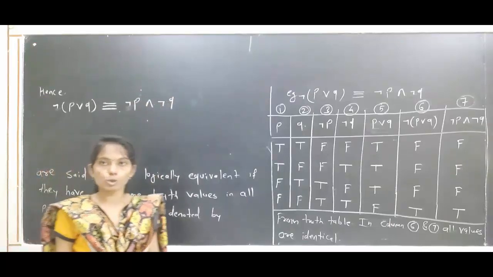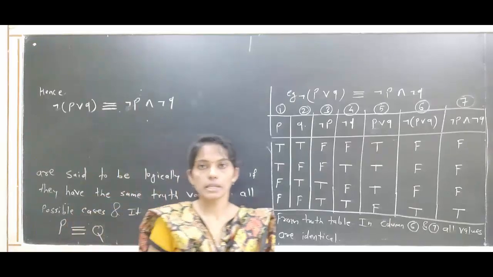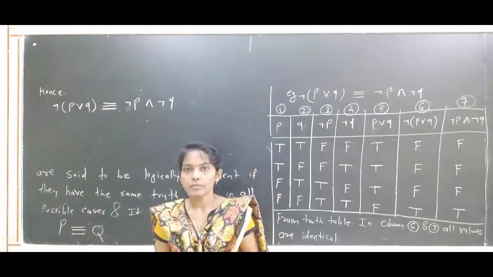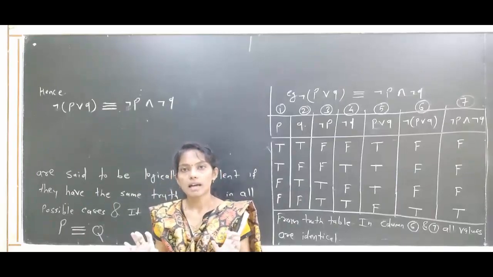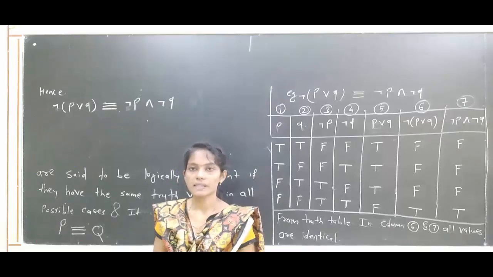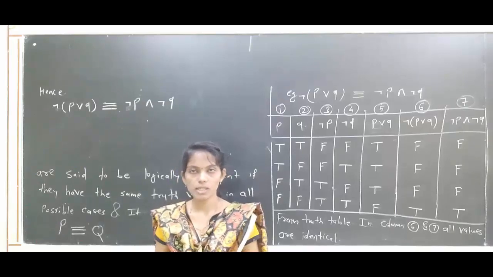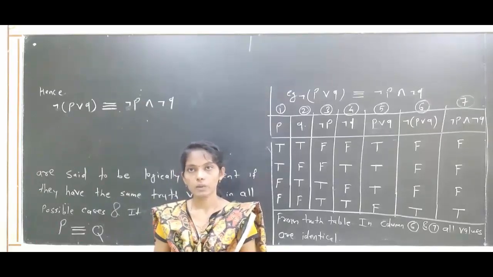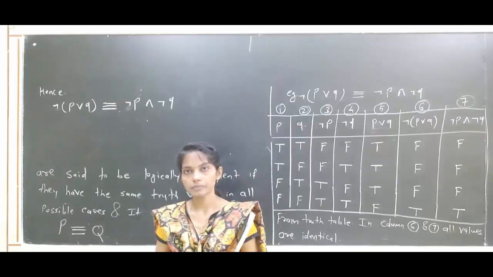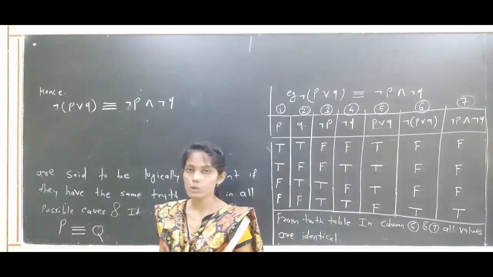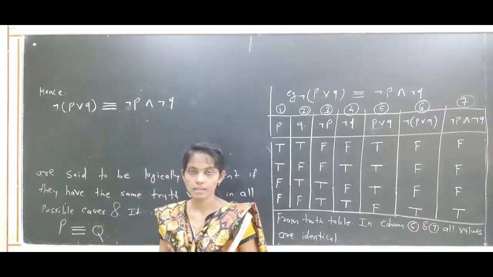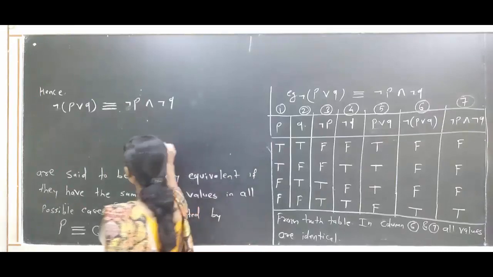Get it? How to show that two compound propositions are logically equivalent? If the truth values in all cases are the same, then we say that the given compound propositions are logically equivalent. Okay, get it? Now we see some rules or laws of logical equivalences.